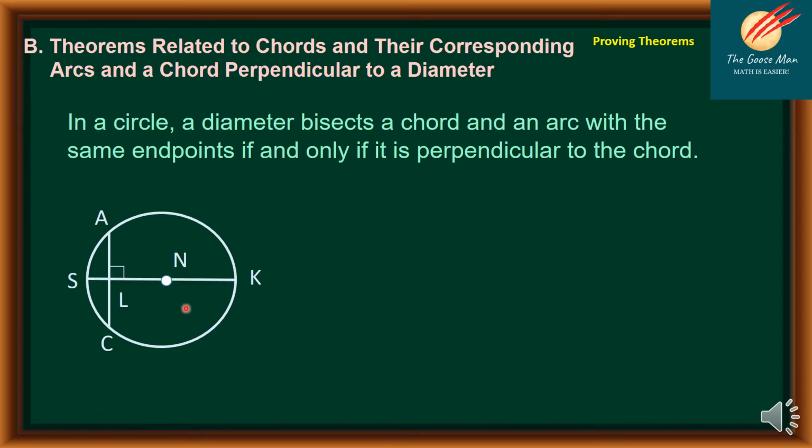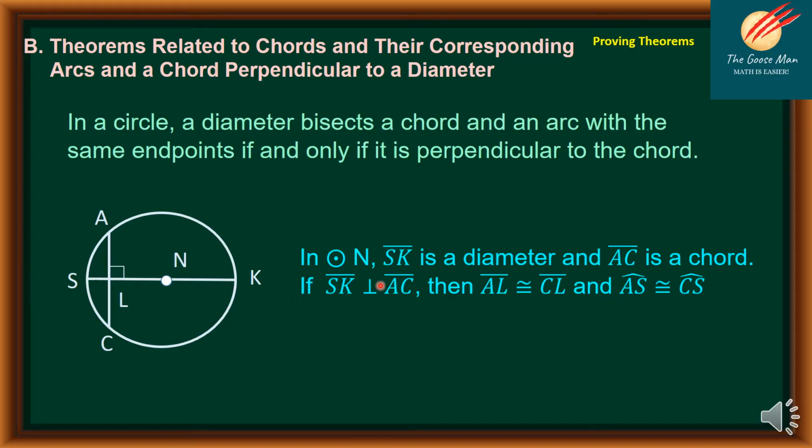So let's look at our circle N. We have line segment AC and line segment SK. In circle N, SK is the diameter and AC is the chord. If line segment SK is perpendicular to line segment AC, then line segment AL is congruent to line segment CL, as well as arc AS is congruent to arc CS.